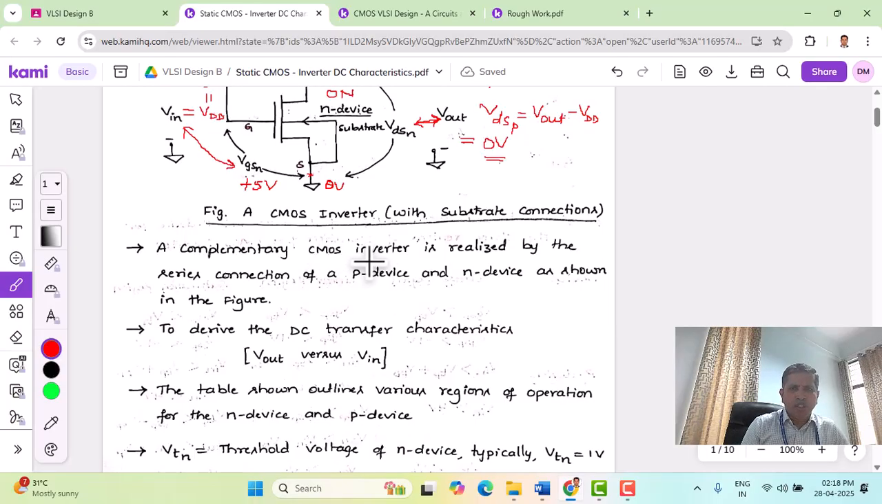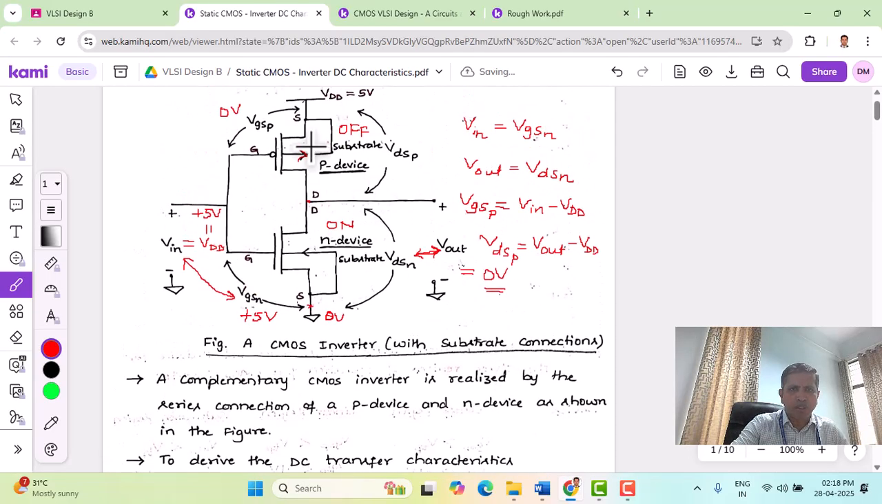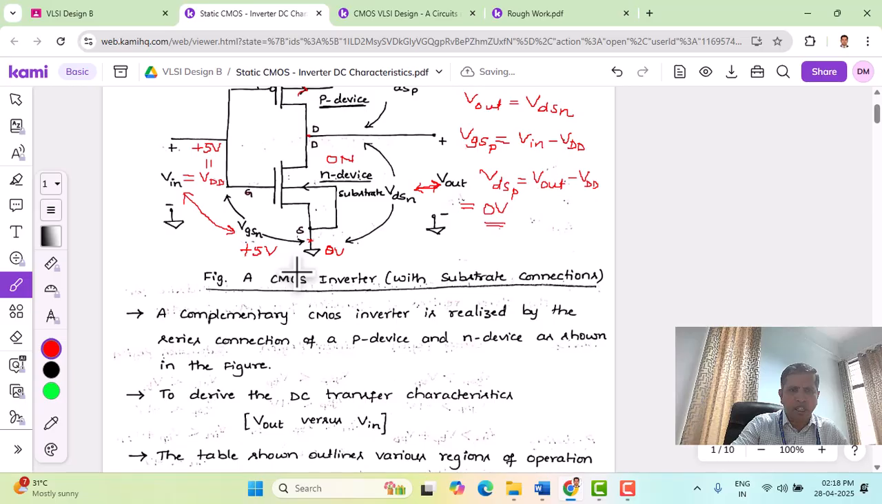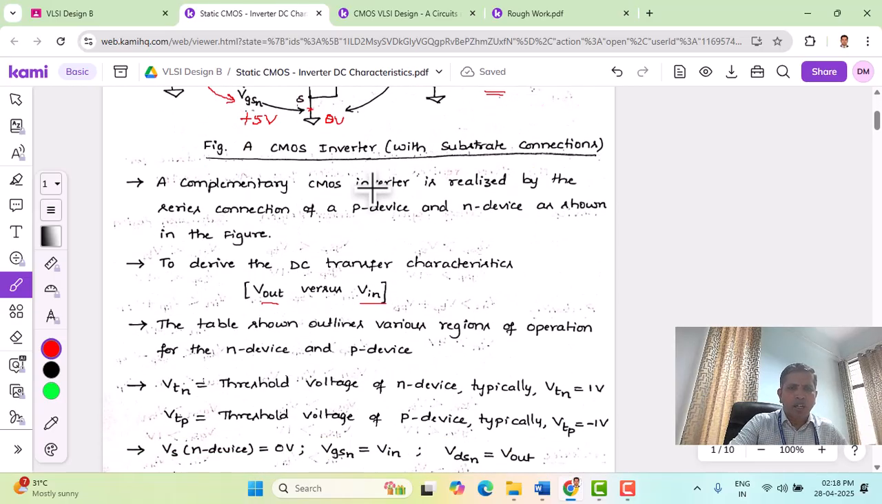A CMOS inverter is realized by series connection of the P device and N device as shown in the figure. As we have seen here, both P device and N device are connected in series. And the main objective of this topic is to derive the DC transfer characteristics. The transfer characteristics is nothing but a characteristic between output voltage versus the input voltage. So we are going to derive this DC transfer characteristics for the inverter circuit. And here we have a table.